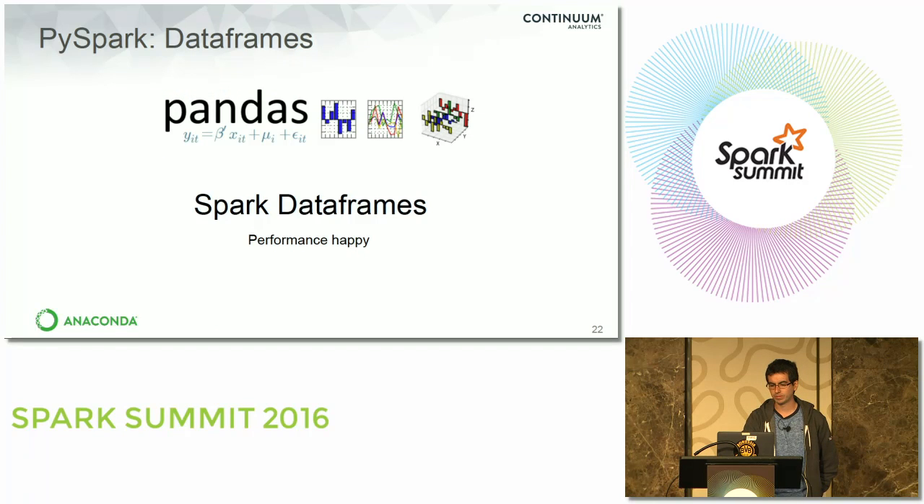And then you have DataFrames. People who use Anaconda and Python know that Pandas is probably the best thing that happens to them. And Spark DataFrames are also the best thing that happened to me personally in Spark. And not only because the interface is really nice, which it is. It's very similar to Pandas. It's still lacking a lot of functionality, but it's going to get there eventually. But it's also very performance happy.